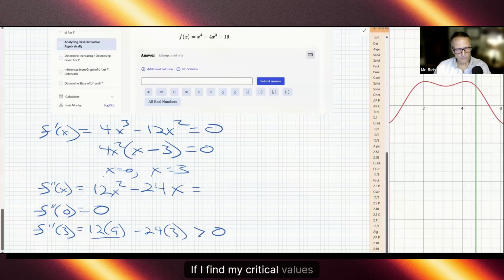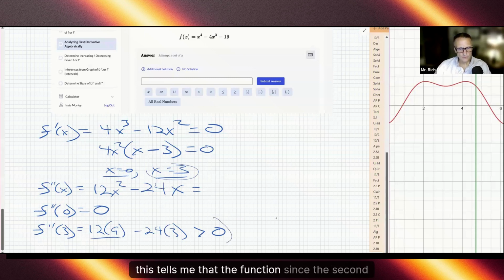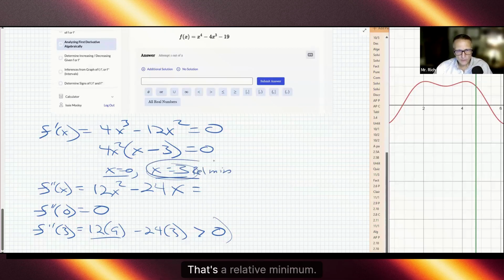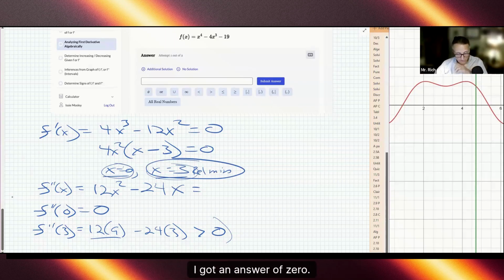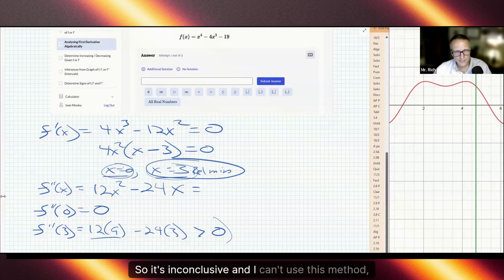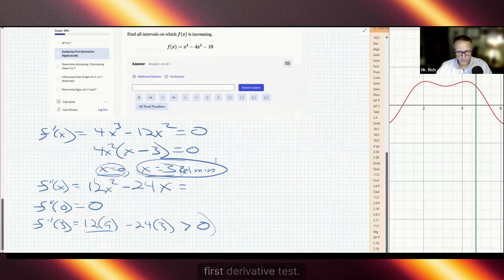This is called the second derivative test for relative extrema. If I find my critical values and find a positive or negative value of the second derivative at that critical value, then since the second derivative is positive, the function is concave up, and this has to be a relative minimum. But when I put the critical value 0 into the second derivative, I got an answer of 0. So it's inconclusive and I can't use this method. I really should have stuck with the first derivative test.